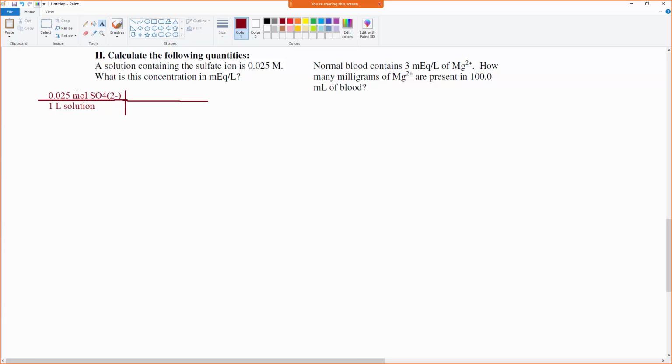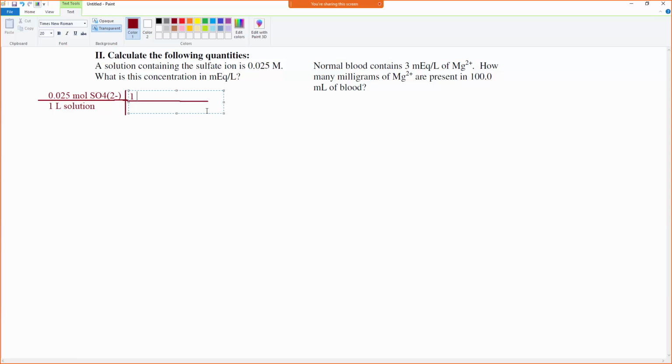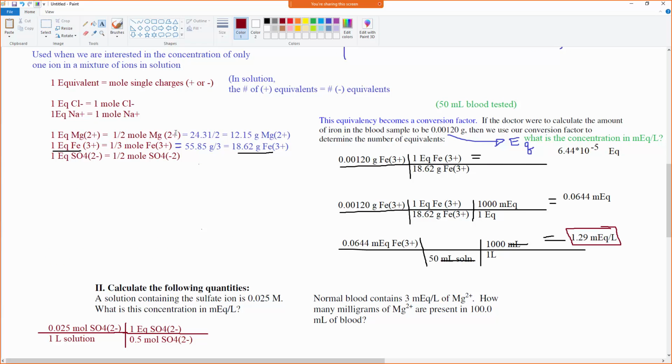Sarah's exactly right. I've already got moles here, so I'm going to note that 1 equivalent for sulfate, because it's got a 2 minus charge, it's the same thing as half of a mole, or 0.5 moles of sulfate. If it makes you feel better, you could also just say 1 mole of sulfate is 2 equivalents. Does that make you feel better? Because there's a 2 minus charge, every 1 mole is going to be 2 equivalents. That means the same thing.